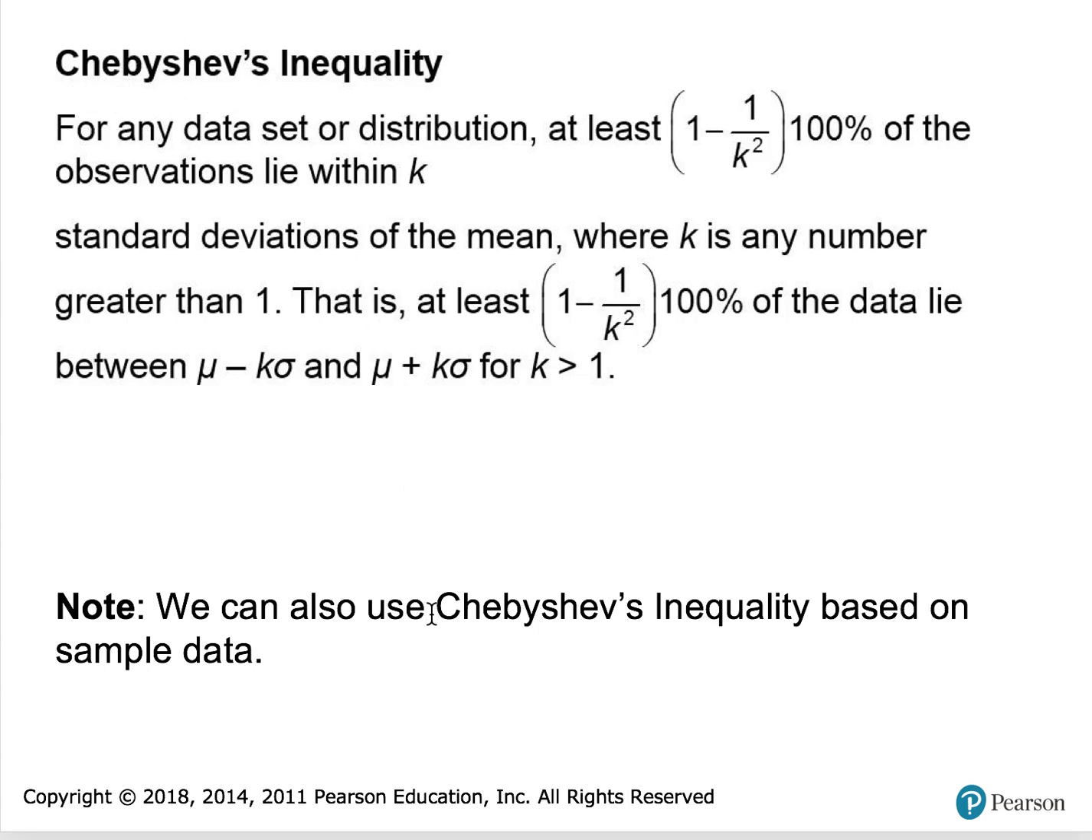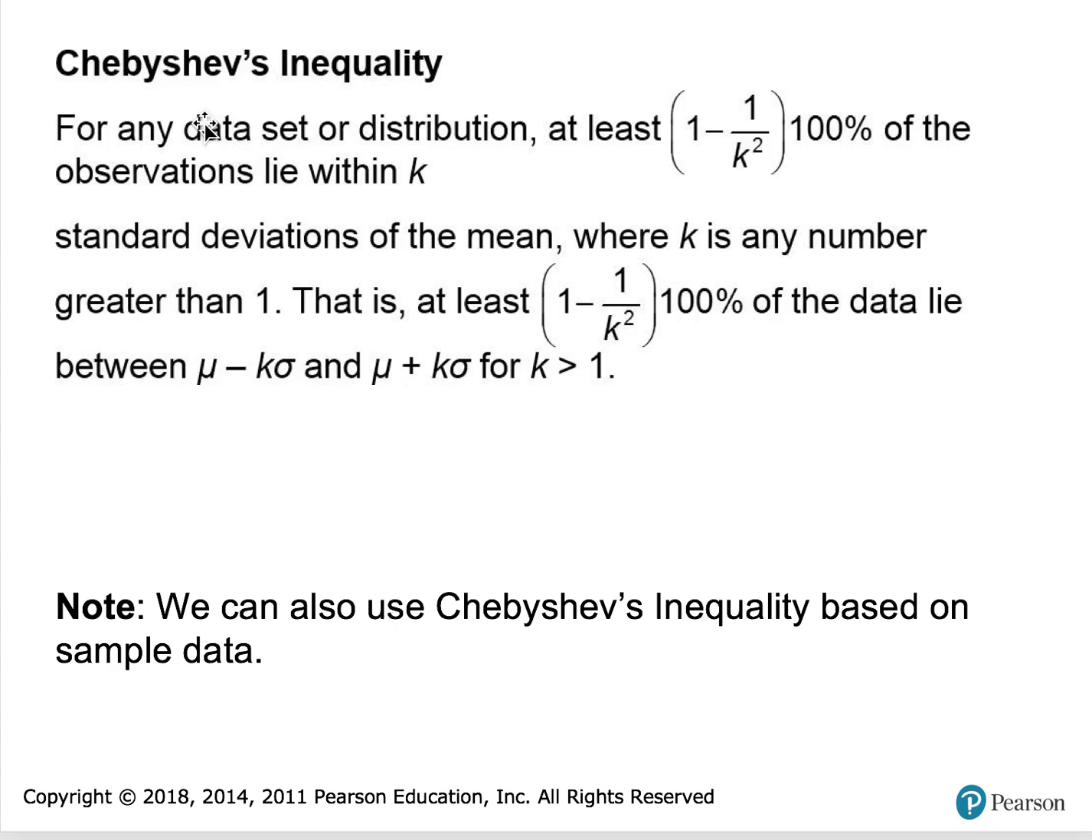Chebyshev, right? He was a Russian mathematician, and he developed an inequality that determines a minimum percentage of observations that lie within k standard deviations of the mean. Now, what's amazing about this one is that the result can be obtained regardless of the basic shape of the distribution.